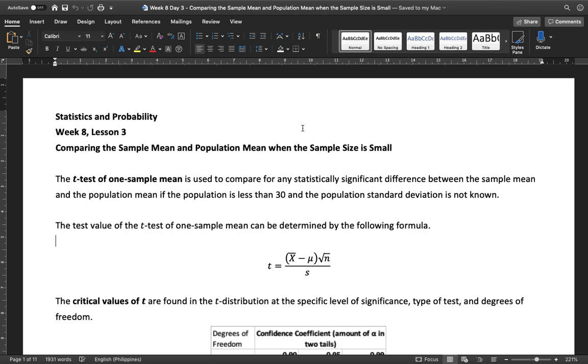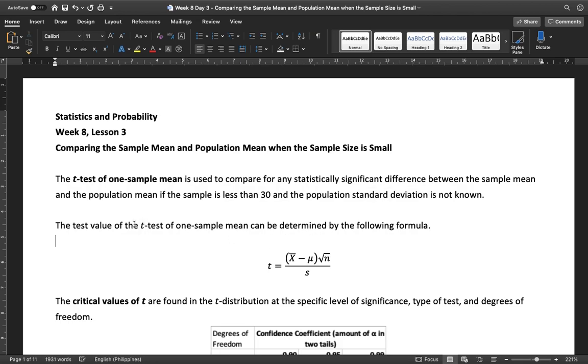Kapag ganun naman kasi ang case natin, we make use of a different test. Yung sa last lesson natin, gumamit tayo ng z-test. This time, we're going to use what's called a t-test of one sample mean. It is used to compare for any statistically significant difference between the sample mean and the population mean if the sample is less than 30 and the population standard deviation is not known. So this time naman, hindi alam yung population standard deviation, ang ginagamit natin ay sample standard deviation.